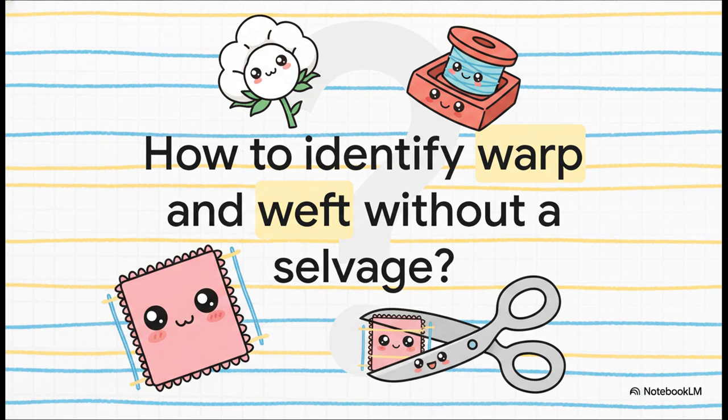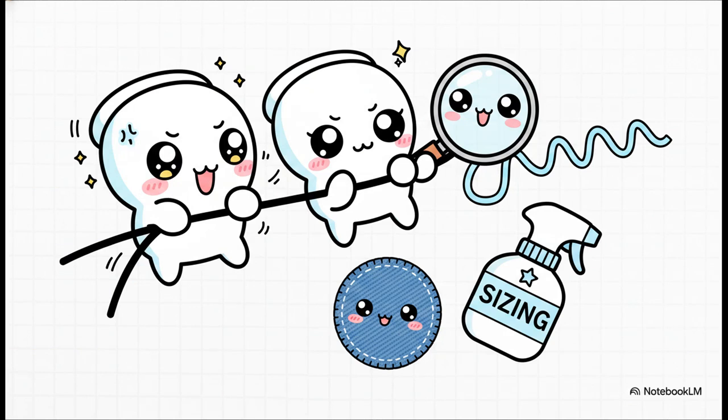So here's a question for you. Let's say I cut a tiny 1-inch square right from the middle of a shirt. Without seeing that woven selvage edge, how can you definitively tell which threads are the warp and which are the weft? Well, you can actually physically test the swatch.